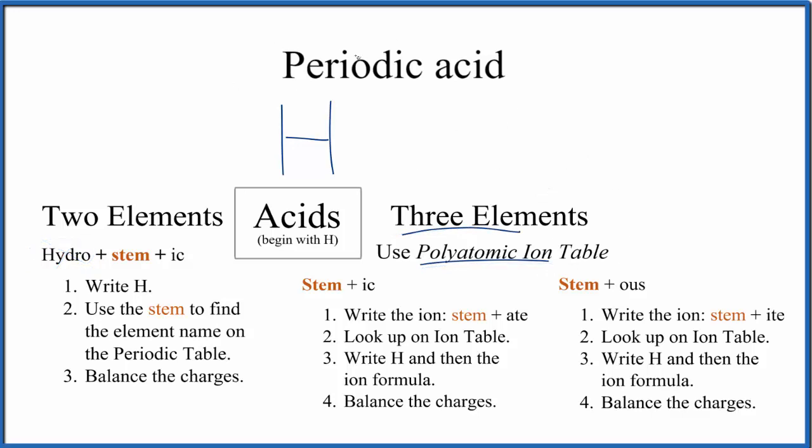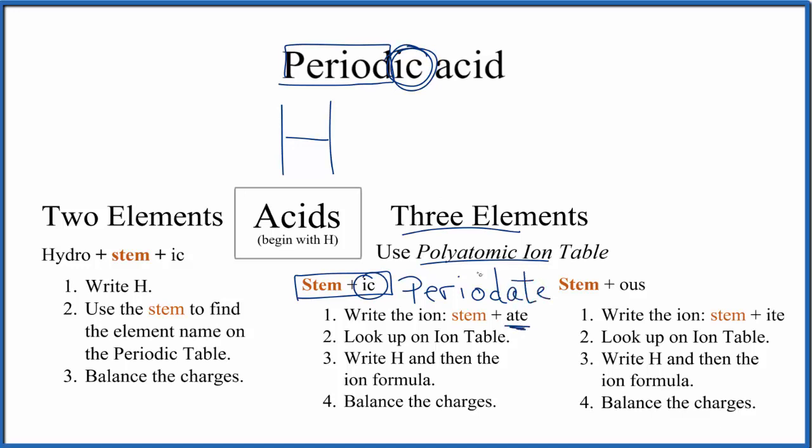So when we look at the name, we have our stem here, and then we have the ending IC. So stem plus IC right here. So we're going to write the stem, and then we'll take the ending, this IC here, and replace that with ATE. So this ion, we can look this up on an ion table of polyatomic ions, and then we can just write the formula right here.